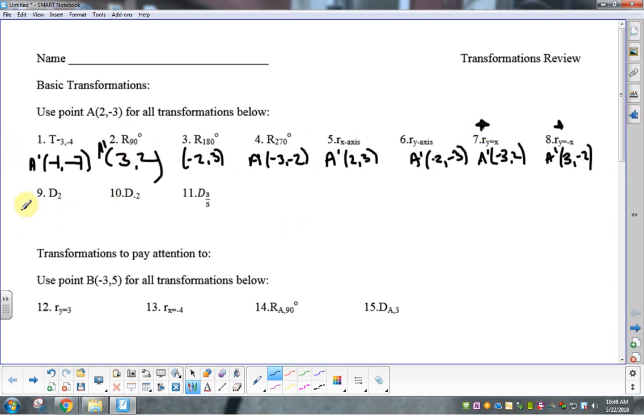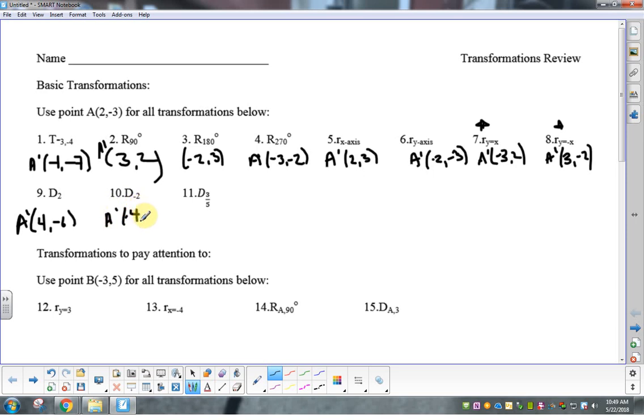Dilations are going to change the size. So with the dilation, you're just going to multiply by whatever number is there, whatever your scale factor is. So in this case, that would be 2, so (4, -6). Okay, -2, you're going to get the same numbers, but they're going to be negative.